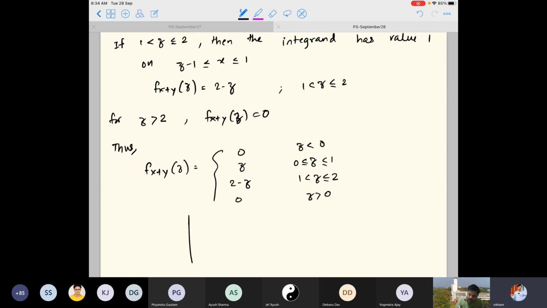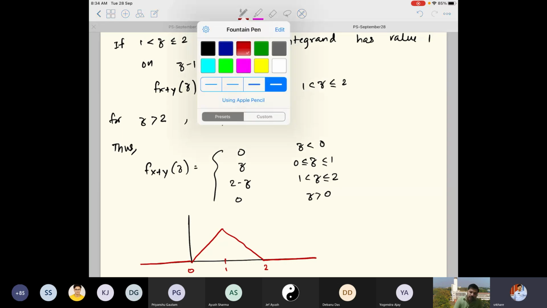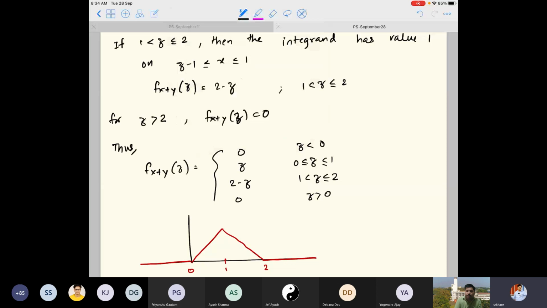And if you want to draw the graph of this PDF, the graph is really nice. It comes all the way as 0, then you go up, then you come back down as 2 minus z, and then again it is 0, right? So the values here are 0, 1, 2. So this is how the sum x plus y looks. Okay, this is the addition.